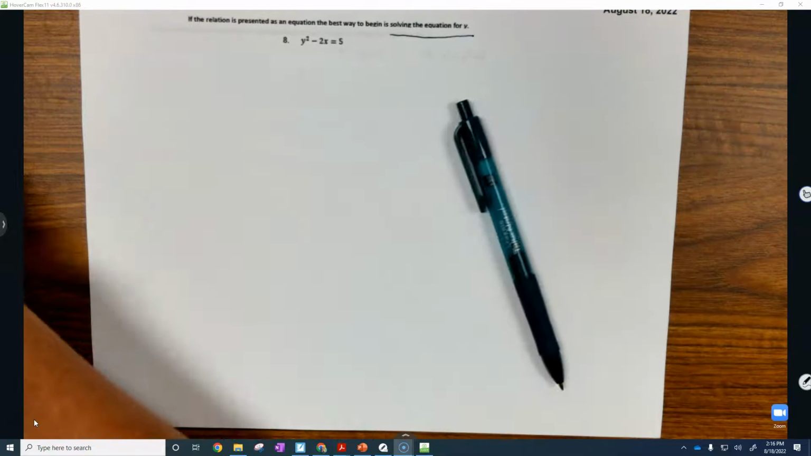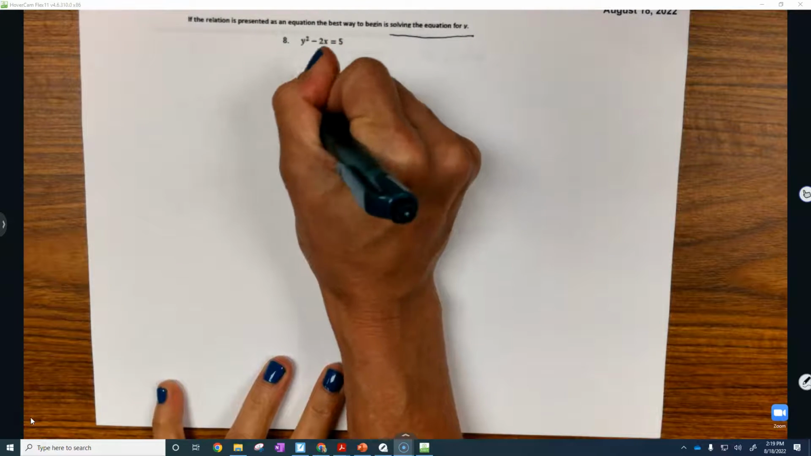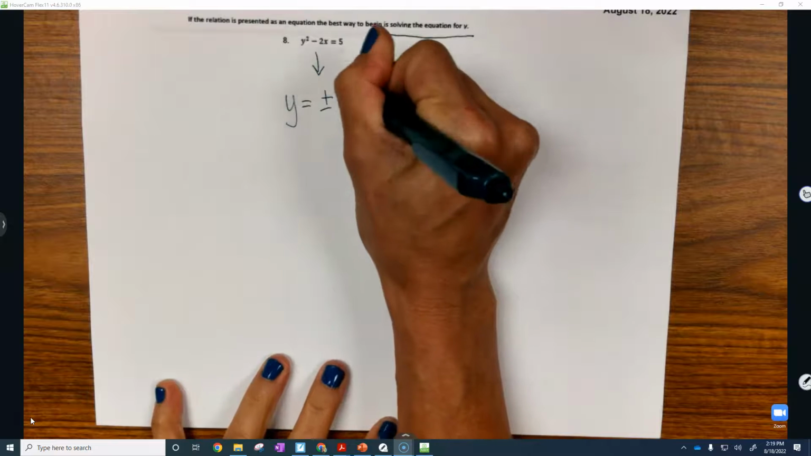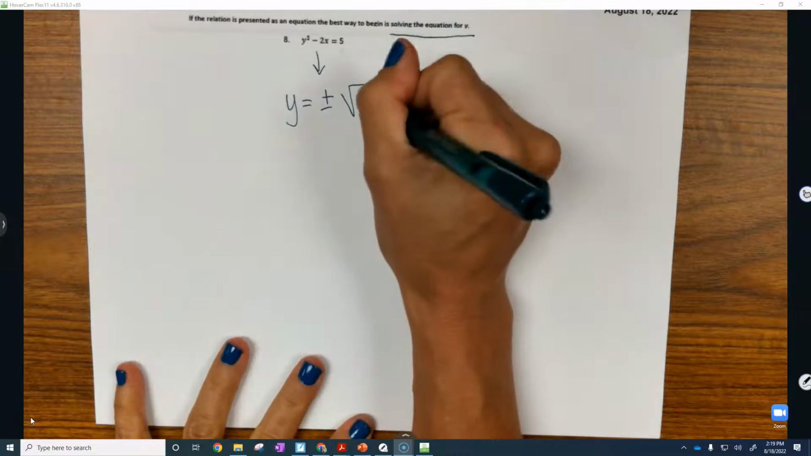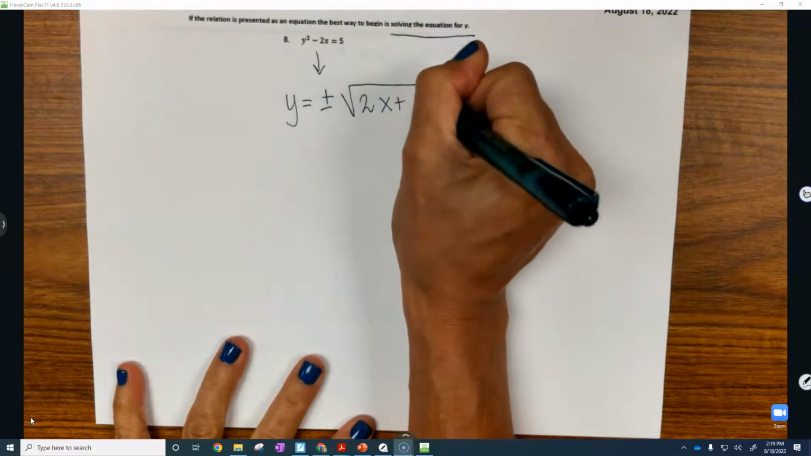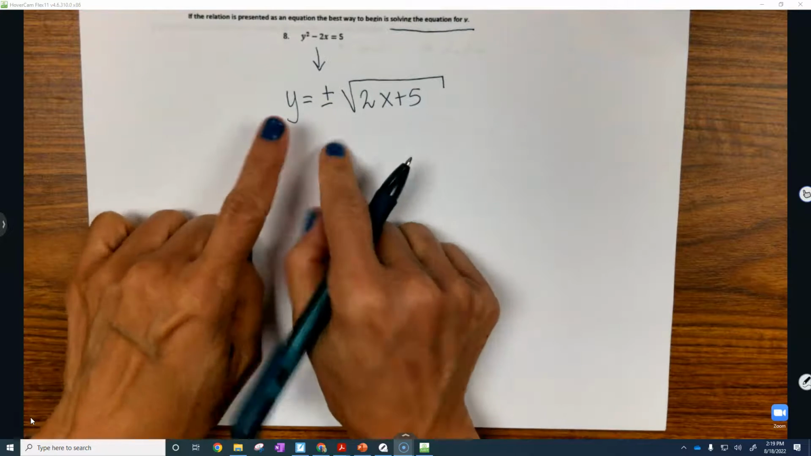I need to take roll anyway. So please solve that problem. Is going to be y equals plus minus the square root of what goes in there? Yes, positive 2x plus 5. Good job. So that right there, not a function. I'll be looking for this stuff.